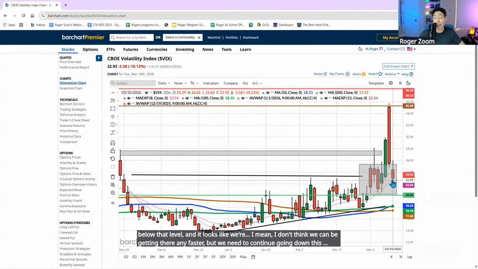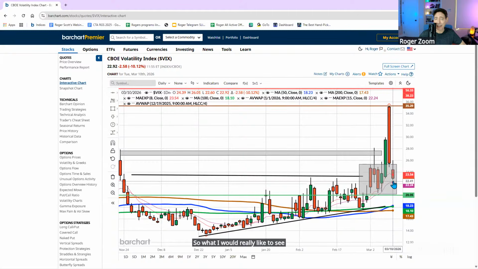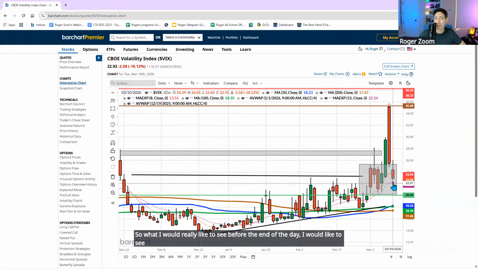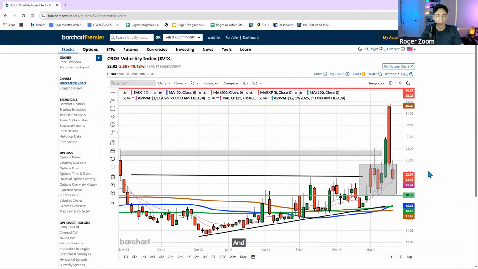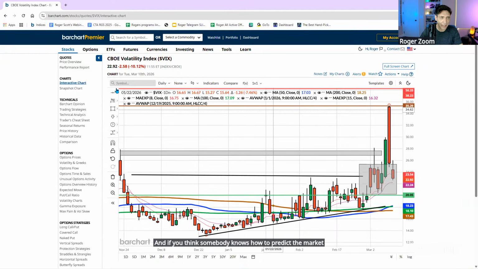What I would really like to see before the end of the day is this going further down, breaking the 15-day and maybe coming a little bit lower. Again, this is just ideally what I'd like to see. I have absolutely no idea what will happen, and I don't pretend to. If you think somebody knows how to predict the market, run the other way as fast as you can.